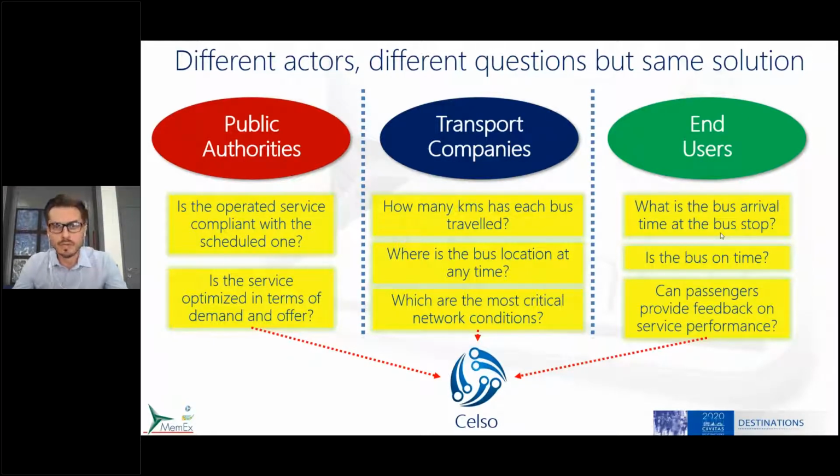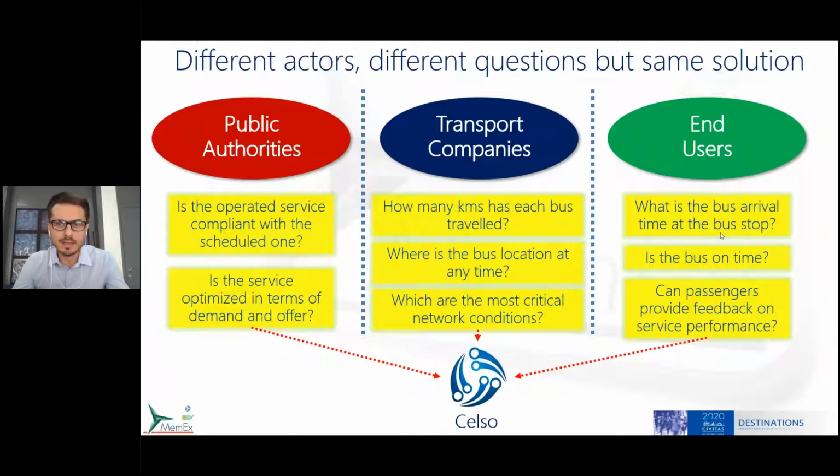From the point of view of the transport company, they could like to know how many kilometers each bus has traveled, where the buses are located on the territory, and what are the most critical network conditions. For the end user, it's important to know what the bus arrival time at the bus stop is, if the bus is on time, and the end user could also like to send some comment or feedback to the transport company about the service used.